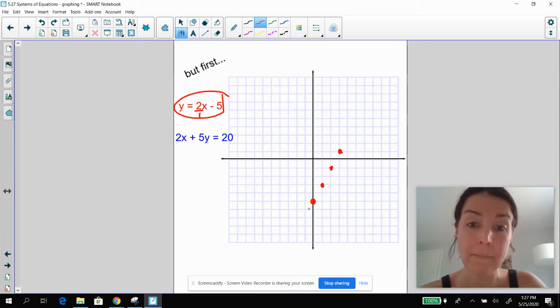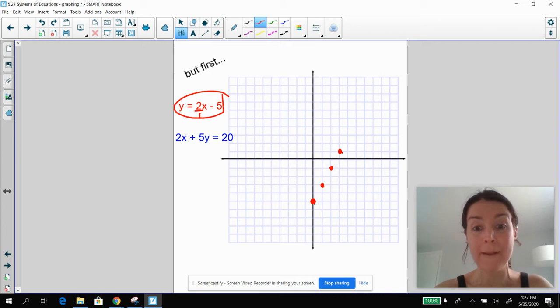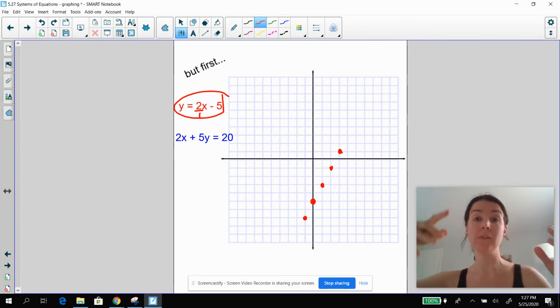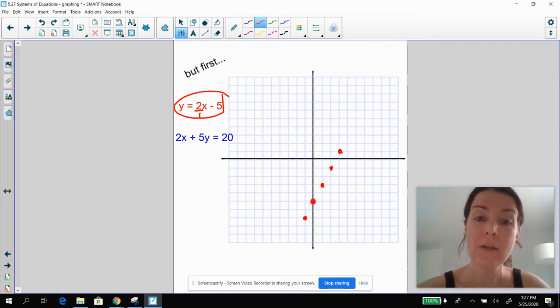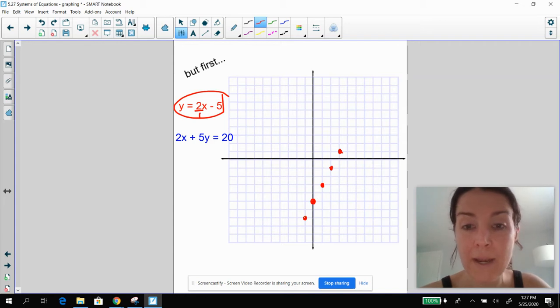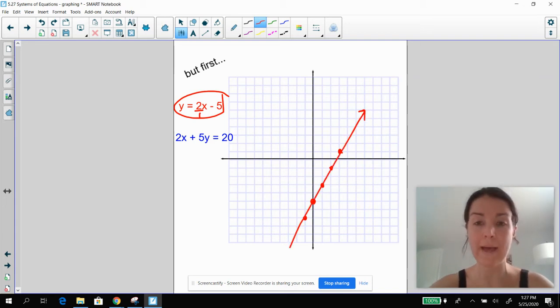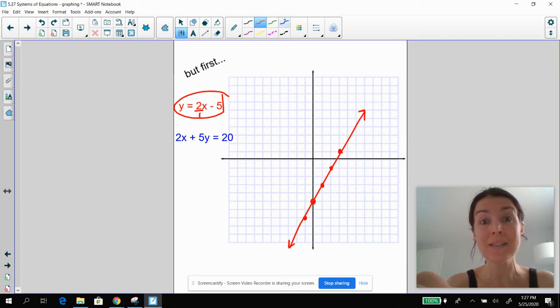So we can go up 2 over 1, but remember, we can also slip and sloop, right? So we can go down 2 and to the left 1. I didn't want to forget to talk about that, because you can go up and over, but you can also go down and to the left. So if I connect all of my points and make myself a nice little line, do you see how my line is going up from left to right? That means it is a positive slope, and this number right here, 2, is positive, so I know I'm in pretty good shape.